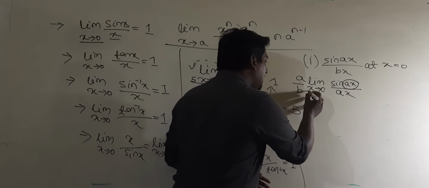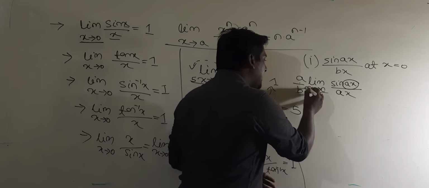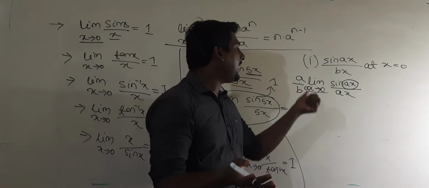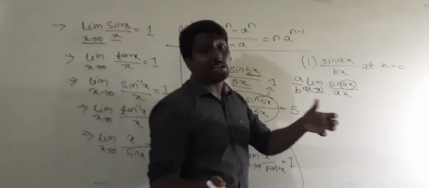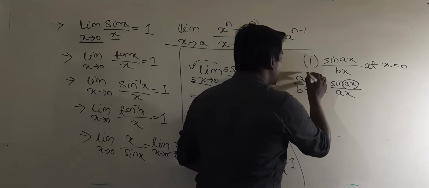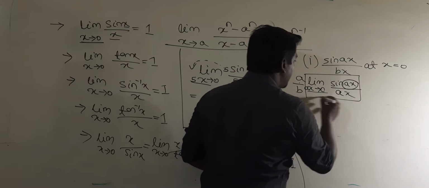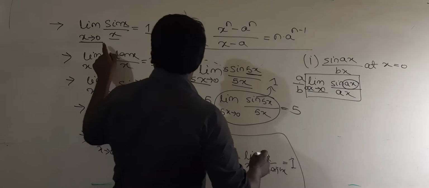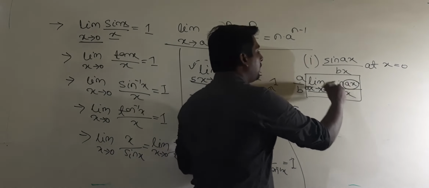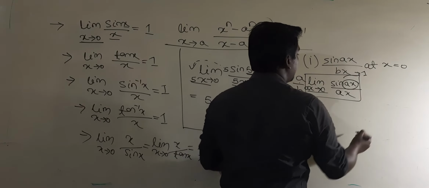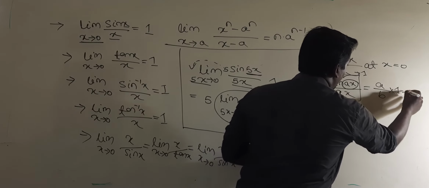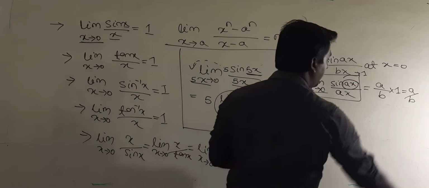The next part is if x tends to 0, we can say ax also tends to 0. Means the x value is 0. You multiply a with x and the value will also be equal to 0. So this is sin x by ax. So this portion is in the format of limit x tends to 0 sin x by x. So we can say this portion will be equal to 1. So the value will be equal to a by b into 1, which will be equal to a by b.